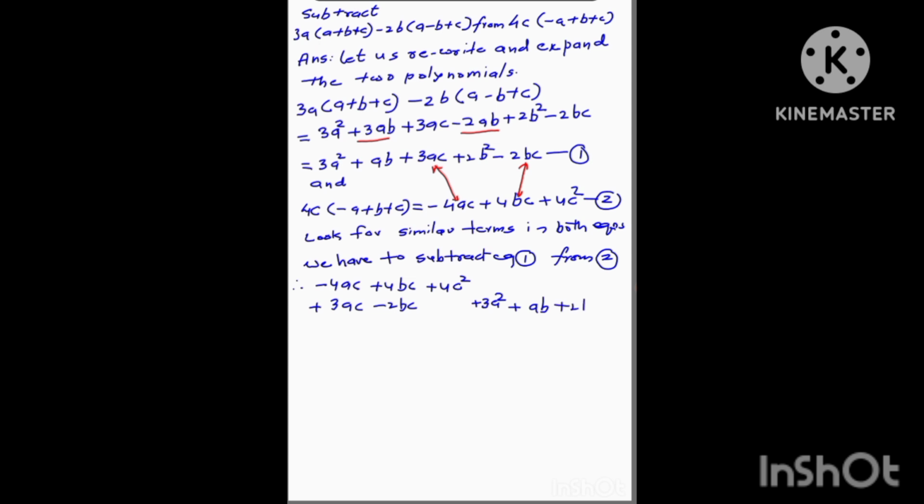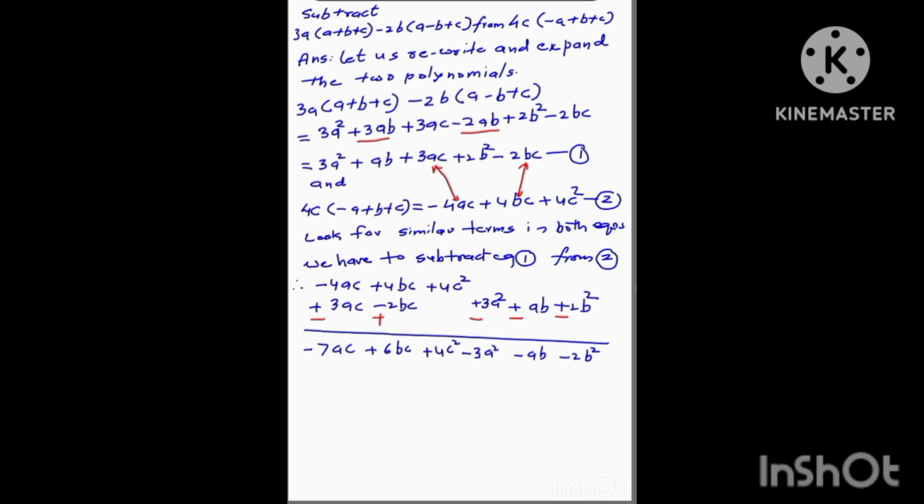ab plus 2b square. Now as you have to subtract, you have to change the sign. So I am changing the sign. See the red ones. If it is plus, it will be minus. If it is minus, it will be plus. Now this is very easy. You can try a solution from the left hand side, but it is better to try it from the end or right hand side. So I am taking it minus 2b square minus ab. All terms will be different. Minus 3a square plus 4c square plus 6bc minus 7ac.